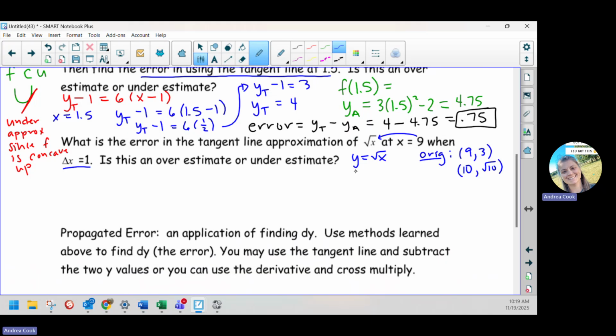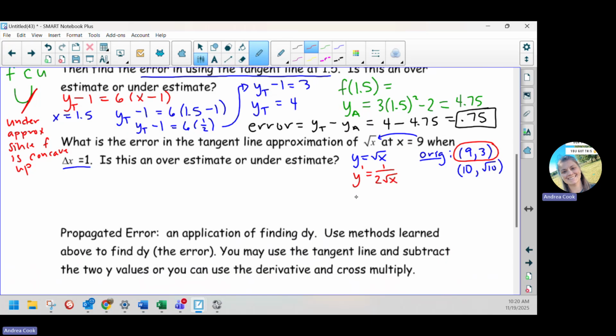All right, we also need, so we have our point of tangency. This is our point of tangency. And we need a tangent line, so that means we need to find the derivative. So let's find y prime. So this is really x to the 1/2. So that's going to become 1/2 x to the negative 1/2, or 1 over 2 root x.